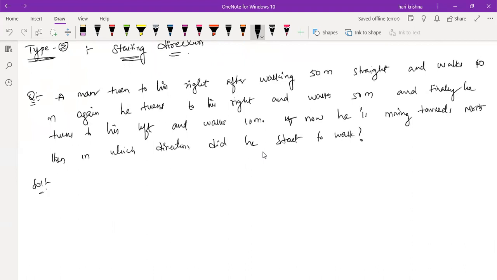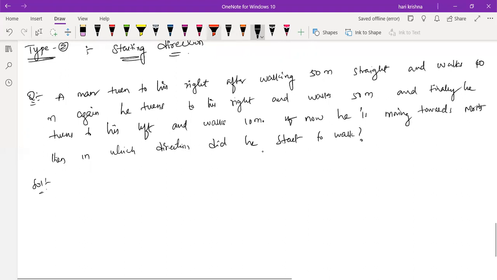A man turns to his right after walking 50 meters straight and walks 40 meters. Again he turns to his right and walks 50 meters, and finally he turns to his left and walks 10 meters. If now he is moving towards the north direction, then which direction did he start to walk? What is the answer for this?